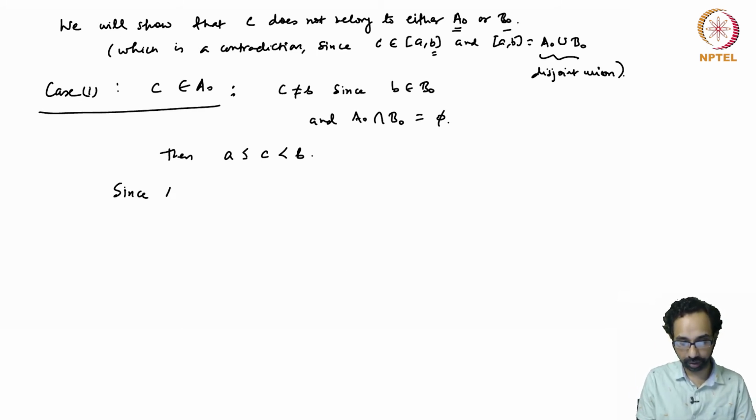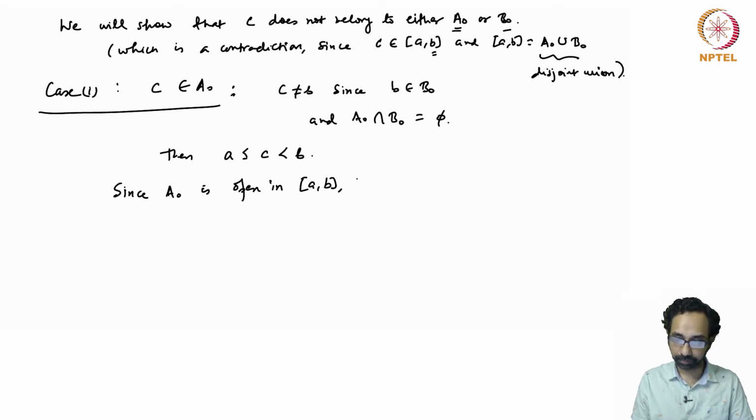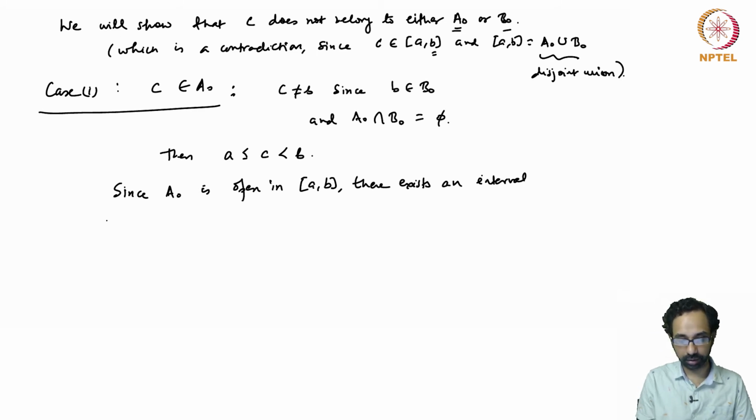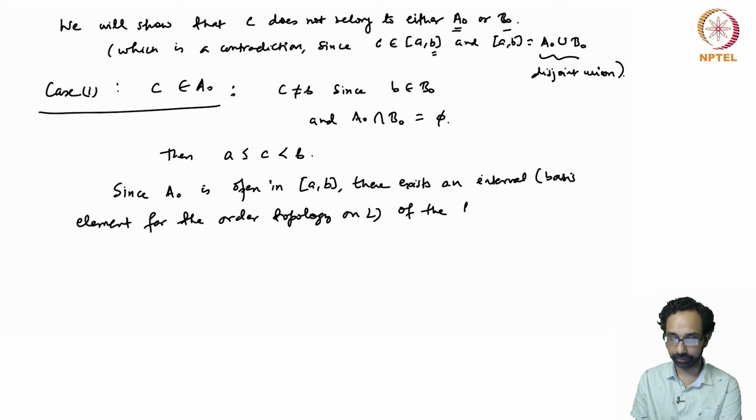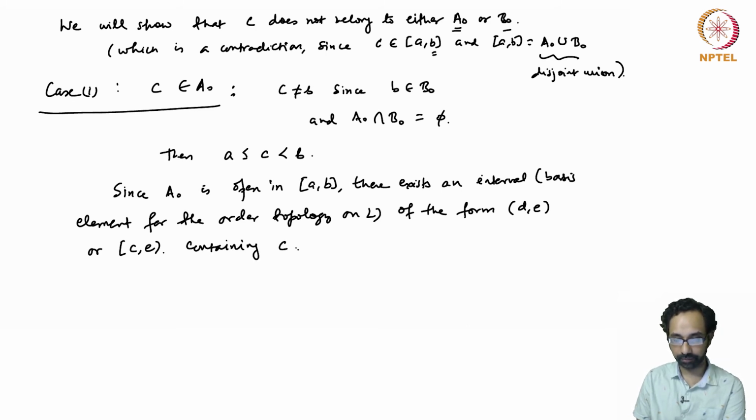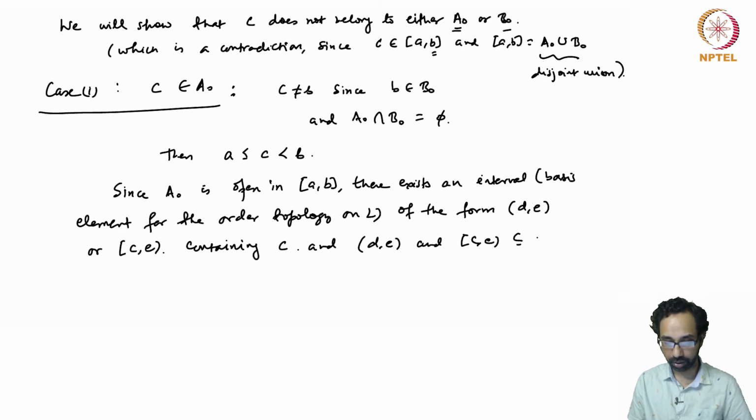Now since A0 is open in this set AB, there exists an interval, a basis element for the order topology on L, of the form DE or CE, containing C, and either of these sets DE and CE will be a subset of A0.